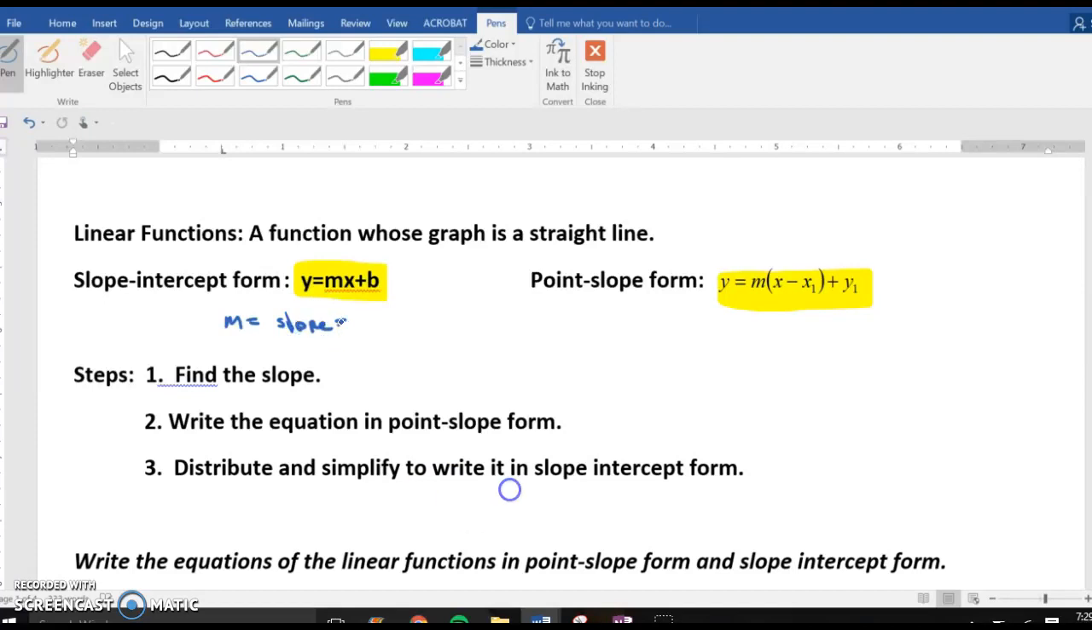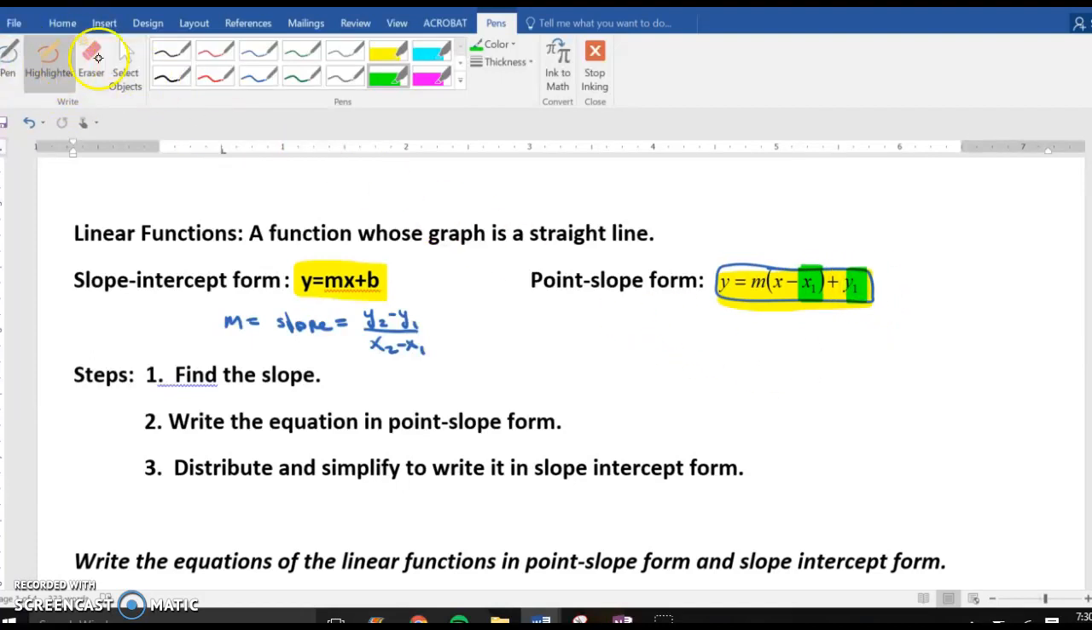If you remember, that's the rise over the run, or y2 minus y1 over x2 minus x1. When we plug a point in here, you have to understand it's minus inside the parentheses, and the values you're going to substitute are x1 and y1.